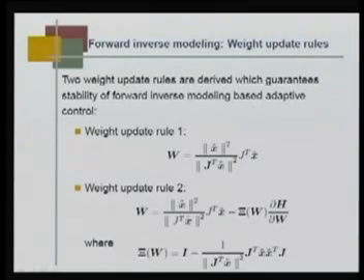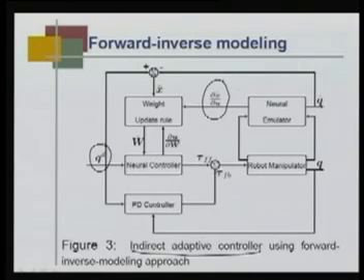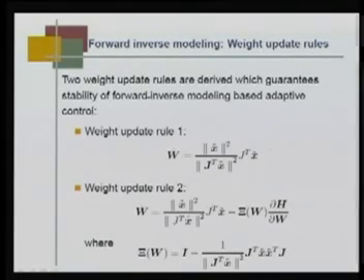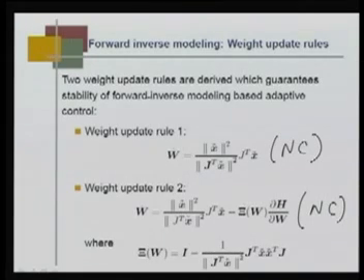So, finally, to summarize, two weight update rules are derived which guarantee stability for forward inverse modeling based indirect adaptive control. Weight update rule 1 was w dot is this. If I go back, what was the problem originally? Originally the problem was that we place a neural controller whose weights are unknown. How do we update these weights such that the overall control system is stable and perfect tracking is achieved at the plant level? First, we found out the weight update law for the weights of the neural controller. Similarly, we found out the second neural update law. This one does not take into account the boundedness of the weights, this one does take it into account.